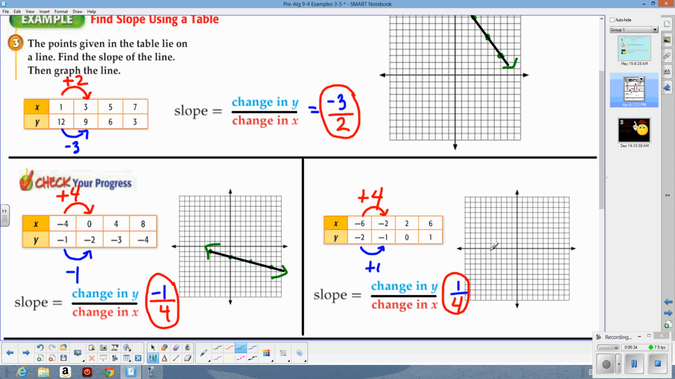-6, -2 is to the left 6 and down 2. -2, -1 is to the left 2 and down 1. 2, 0 is to the right 2 and then stay right there on the x-axis. And then 6, 1 is to the right 6 and up 1. Oops, I just went too far there.